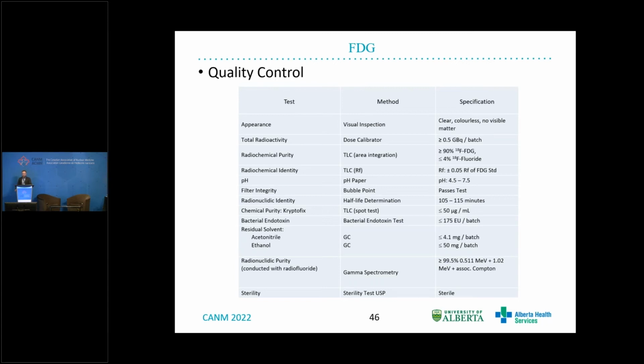We do radionuclidic purity at least annually to check our F18 that it's pure enough, and sterility, which is the only really post-release test for our FDG, because it takes 1 to 2 weeks to do sterility testing depending on your method.